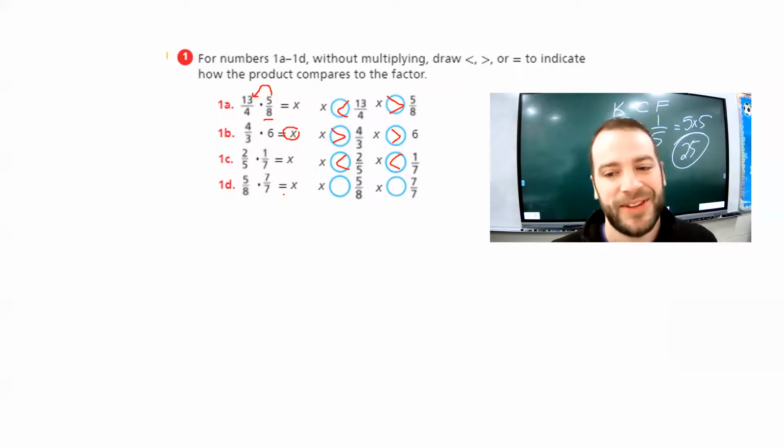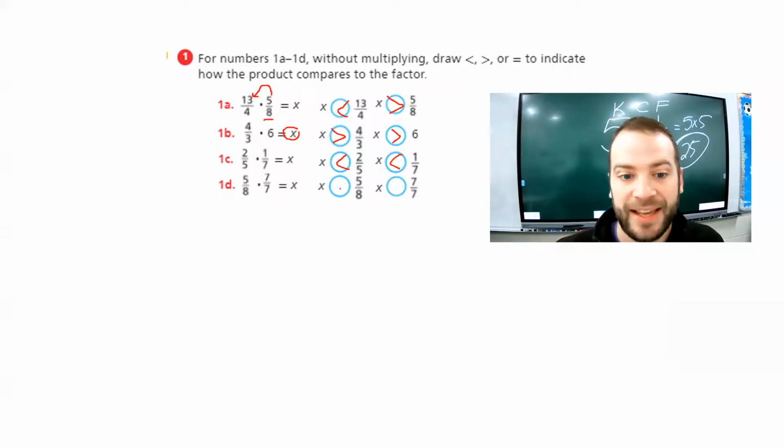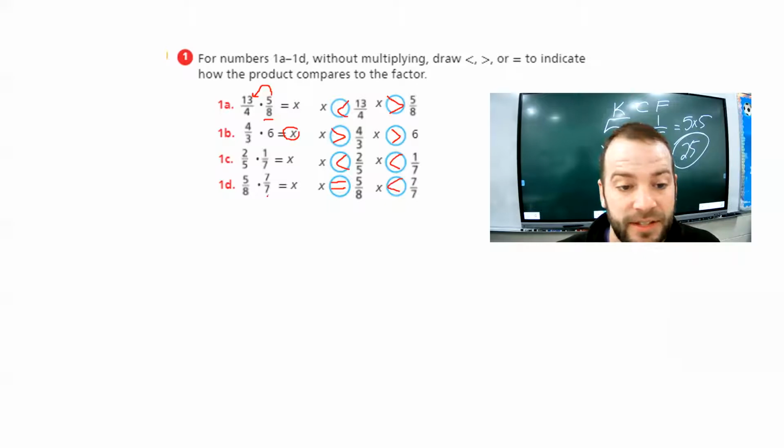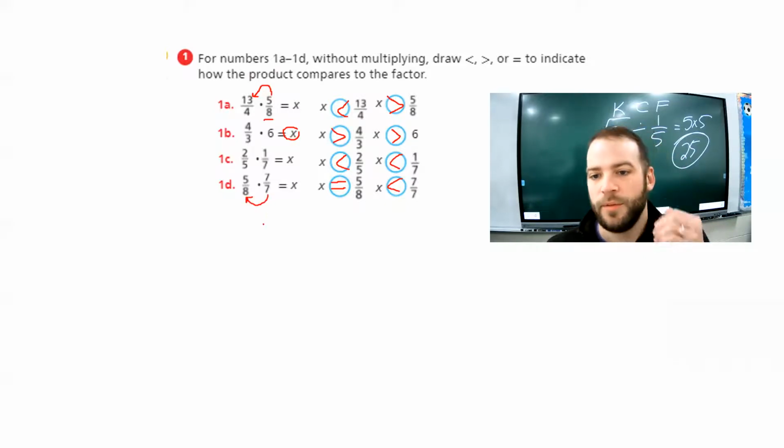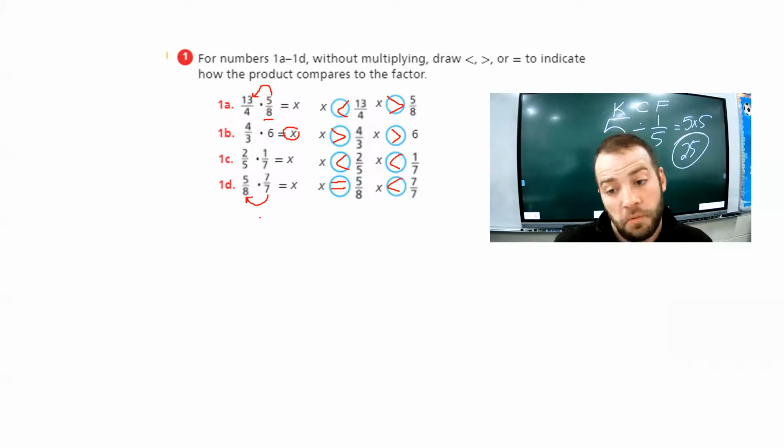What about 5/8 times 7/7? Ooh, what is 7/7? 1. So 5/8 is going to be equal to the answer because 5/8 is getting multiplied by 1. What about the answer compared to 7/7? The answer is going to be smaller than 7/7 because 7/7 is getting multiplied by a number smaller than 1. Tough? Yes. Confusing? Probably.